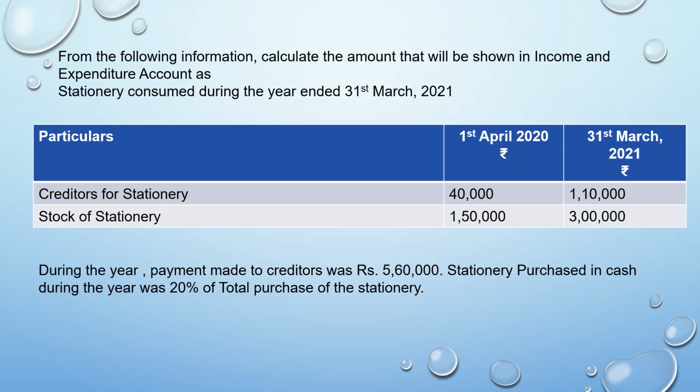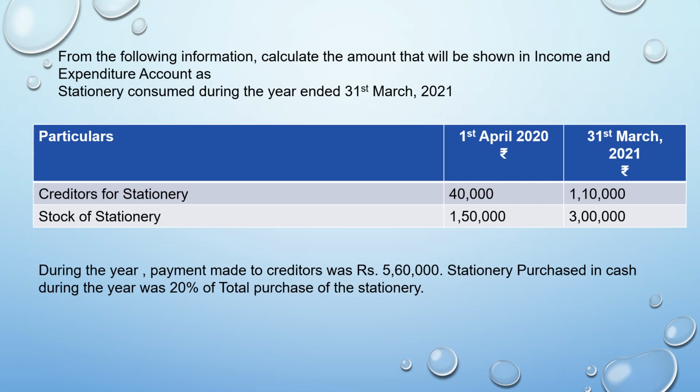The question that we had was: from the following information, calculate the amount that will be shown in the income and expenditure account as stationery consumed during the year ended 31st March 2021. The details given were, as on 1st April 2020 and on 31st March 2021, the creditors for stationery and the stock of stationery. So we have the opening balance of creditors and closing balance of creditors, the opening stock of stationery and the closing stock of stationery given to us.